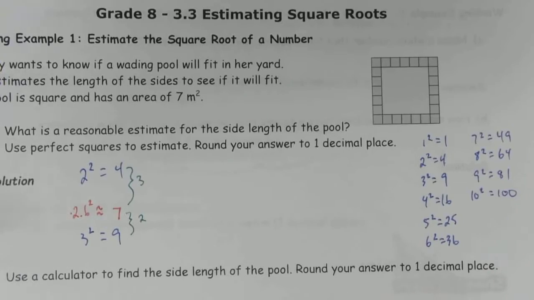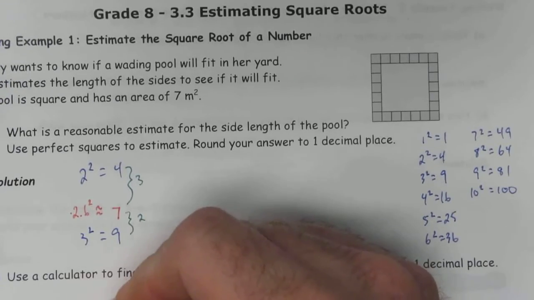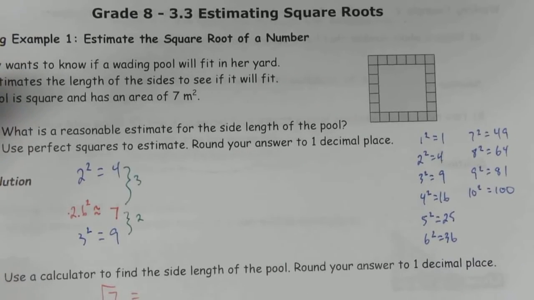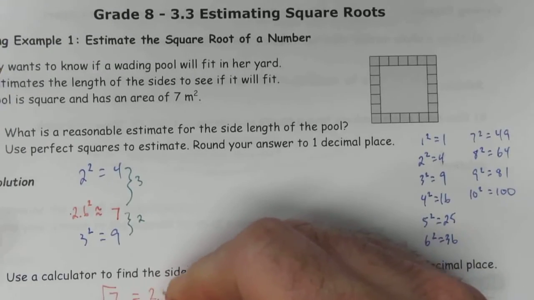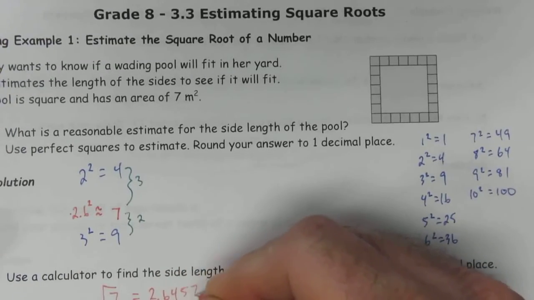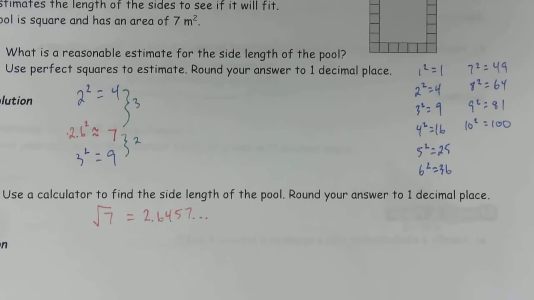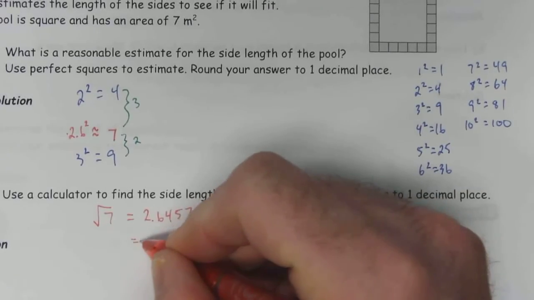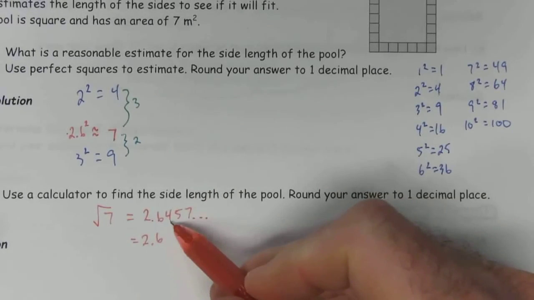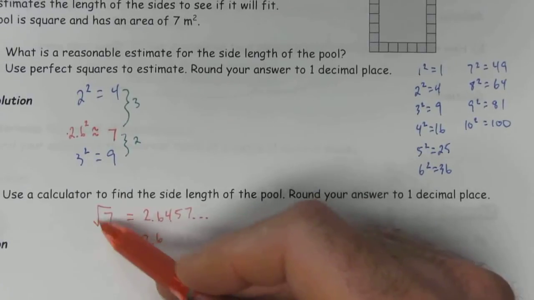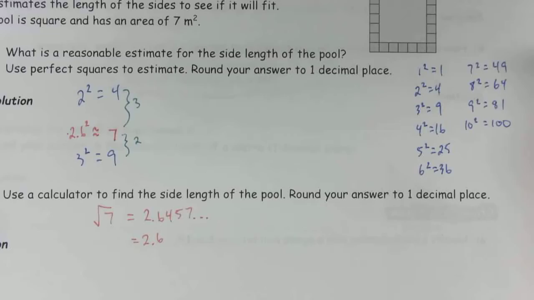Now, if we use a calculator to find the side length, we take the square root of 7, and using our calculator, that works out to actually be 2.6457, and then there's a bunch of other numbers. So to 1 decimal place, that is 2.6. Next number is a 4, so we don't have to round up. So 2.6 is an accurate square root for 7, and as it turns out, that's what we had estimated above as well, was 2.6.